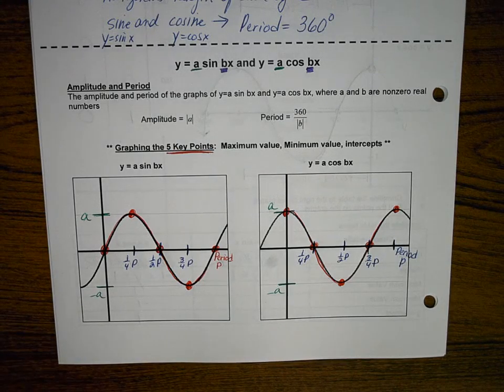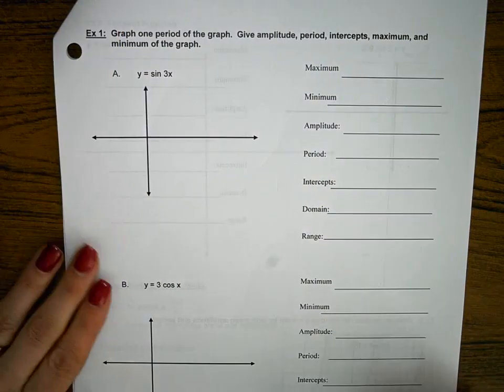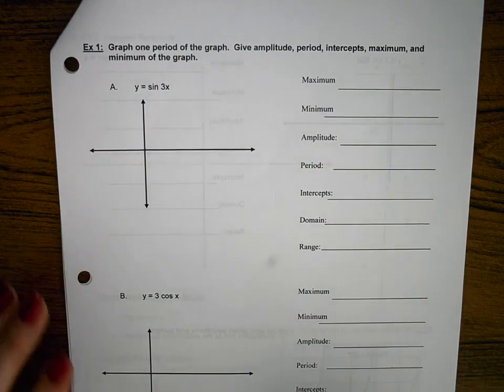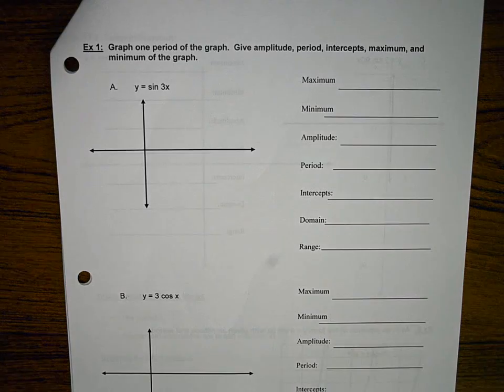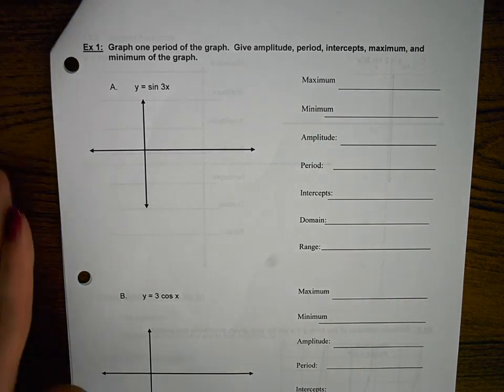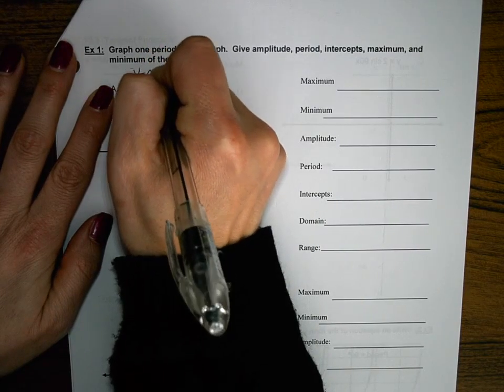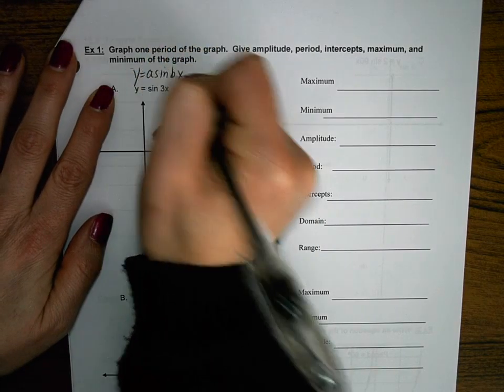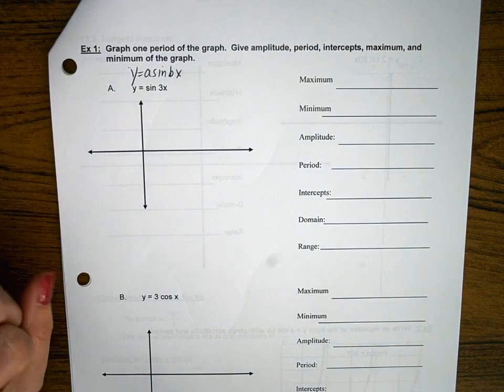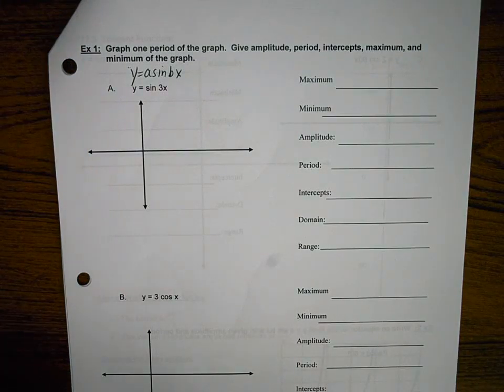All right, let's see this in action. We're going to graph one period of our graph, y is equal to sine of 3x. Here's the deal. Above that, I want you to write this: y is equal to A sine of bx. I know that I'm doing sine, so it's y is equal to A sine of bx.